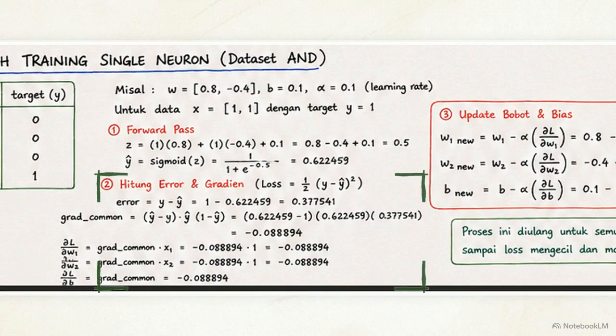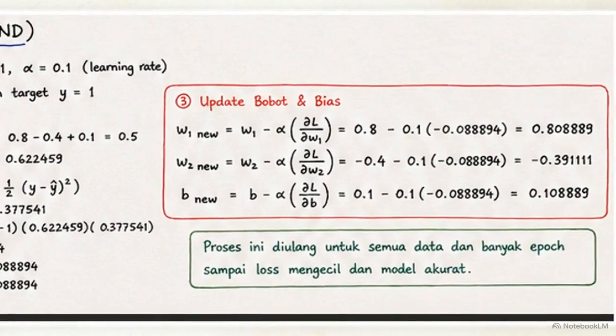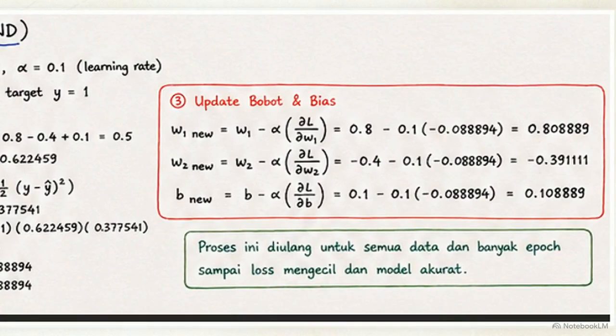By taking the derivative of our loss, we find the gradient. The gradient, calculated here as negative 0.08889, tells us exactly how much of the error was caused by our current weights. Step 3 shows the correction. To update weight 1, we take the old weight, 0.8, and subtract our learning rate multiplied by the gradient. This yields a slightly adjusted, more accurate new weight of 0.808889.